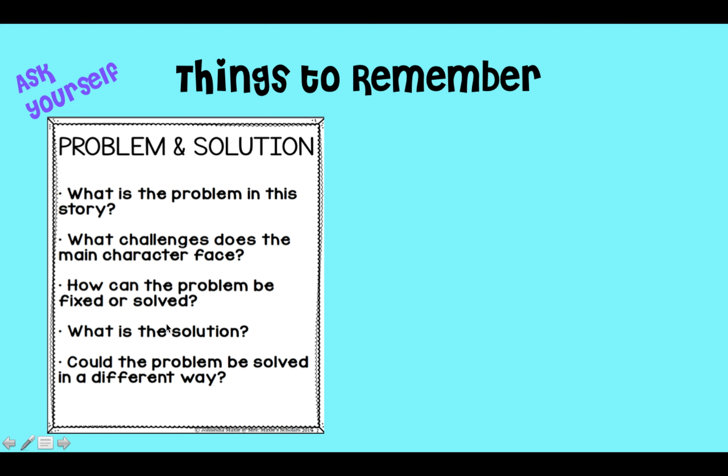How can the problem be fixed or solved? Her problem of not affording medical school, she got a job. Her problem of her coworker not helping her, she convinced him to go ahead and help her out with that solution. What is the solution to Stephanie Kolek's problem? She went to medical school. She convinced her coworker to help her. Okay, and then could the problem be solved in a different way?